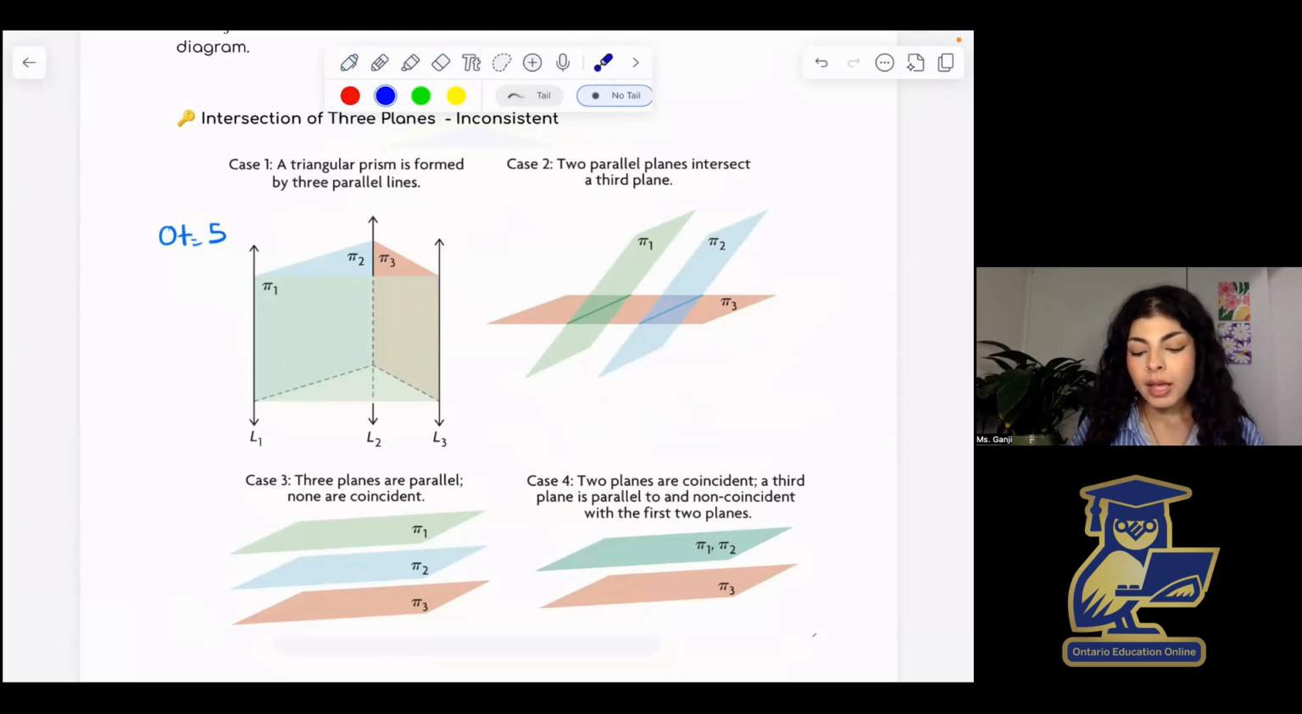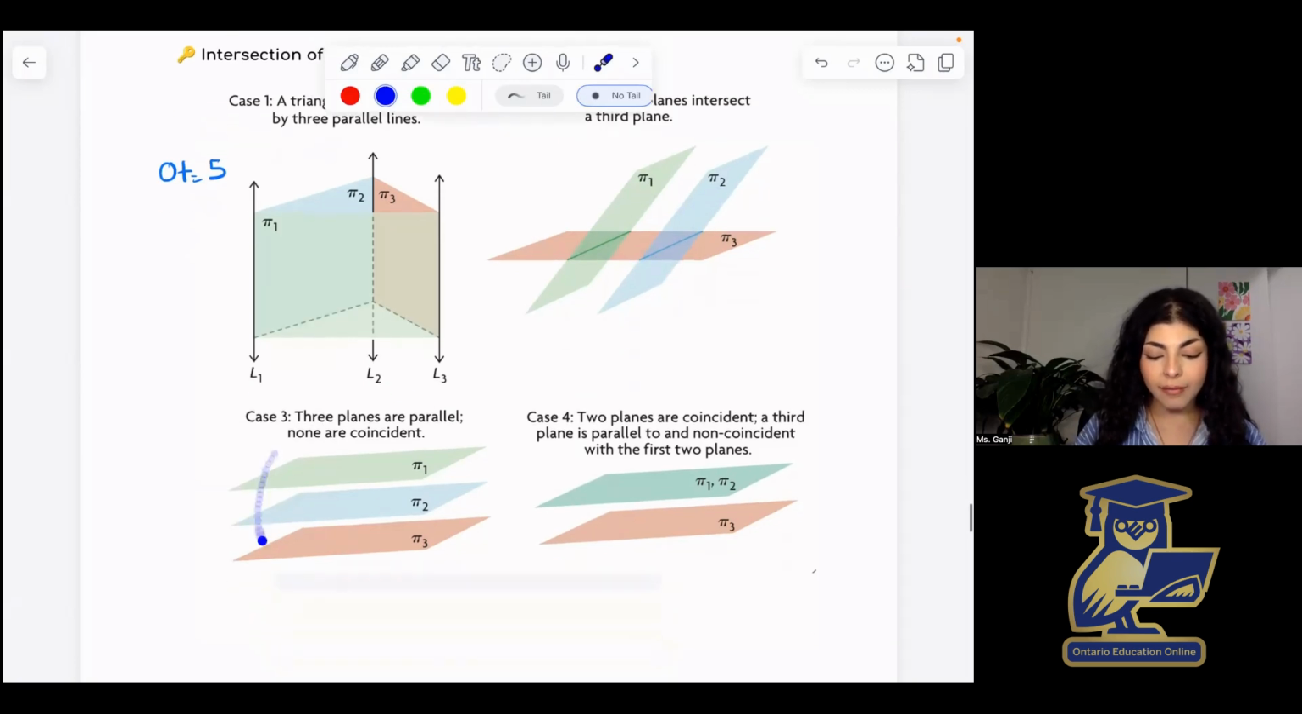Another case is when two of the planes are parallel, so algebraically, that means, in Cartesian form or in whichever form you have, that their direction vectors are multiples of one another. And in this case, you will have the third plane intersect each of those two planes. But again, no common intersection between all three planes.